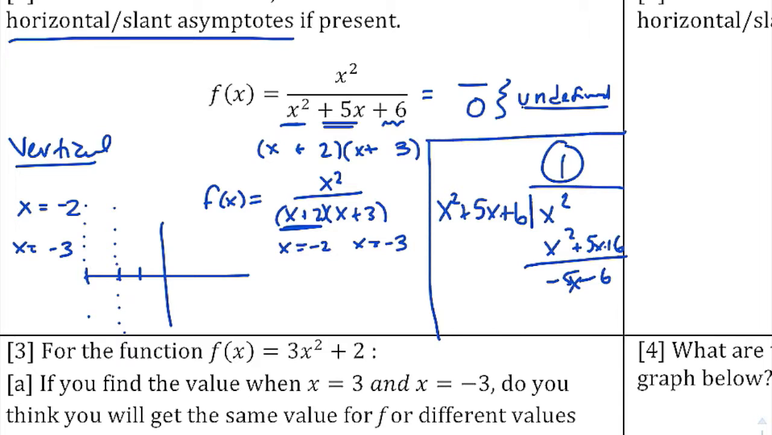So it turns out that's going to be our horizontal asymptote. Our horizontal asymptote is going to be at y equals 1. Now there is a way we can determine that by looking at our function, but that's something for a later time.